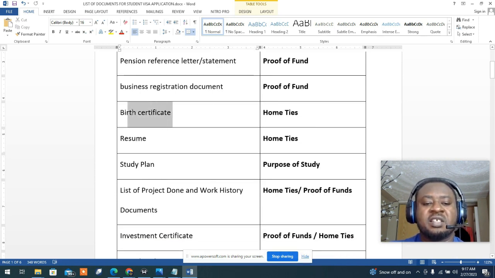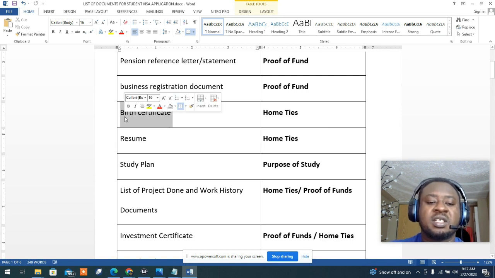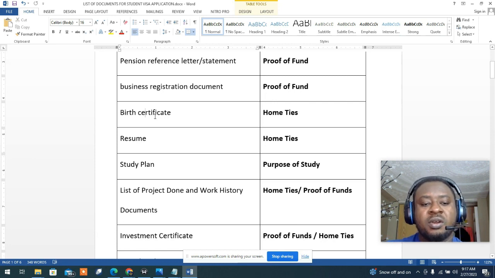Then we'll talk about your birth certificate, either from the hospital, or from the court, or the government issued certificate. I believe the government issued certificate or the one from the court is better off. The one from your hospital may not be honored except it's a government hospital, either a federal or state government hospital.